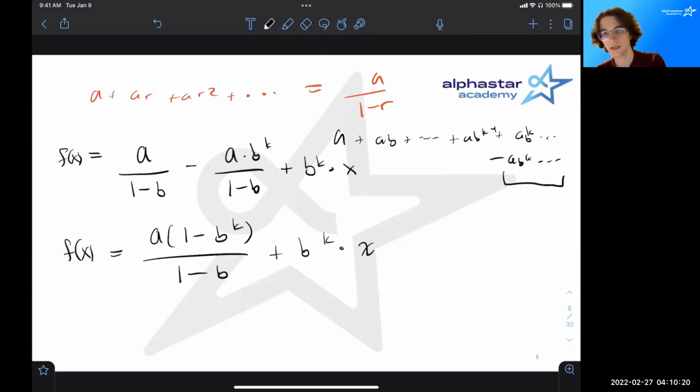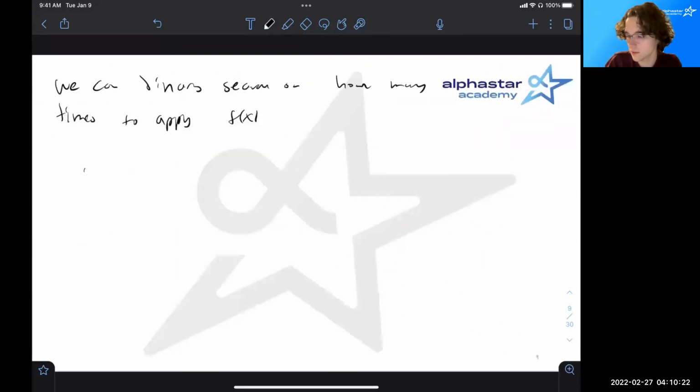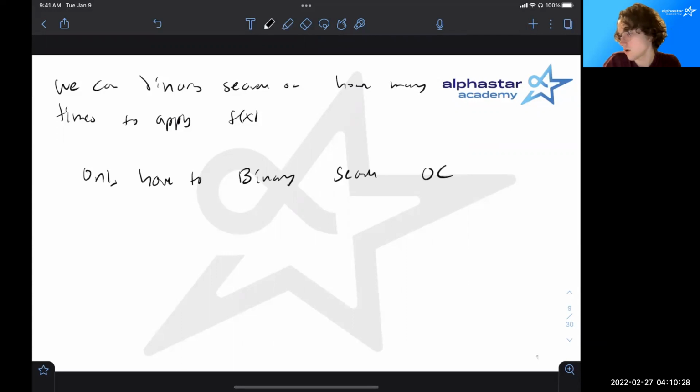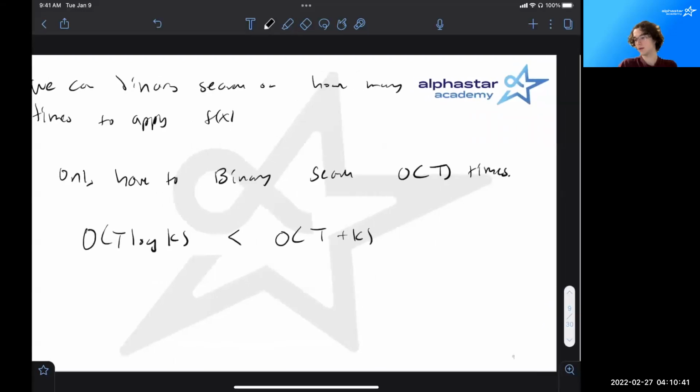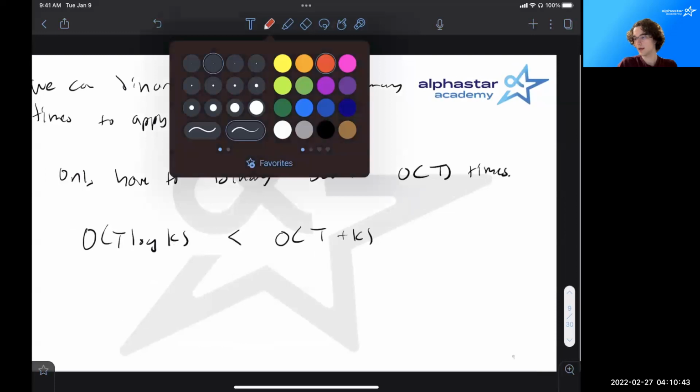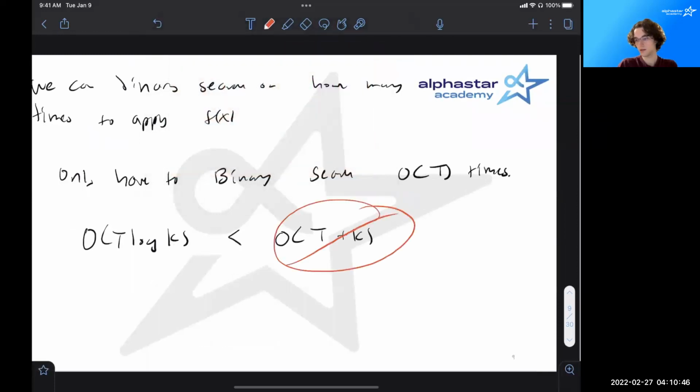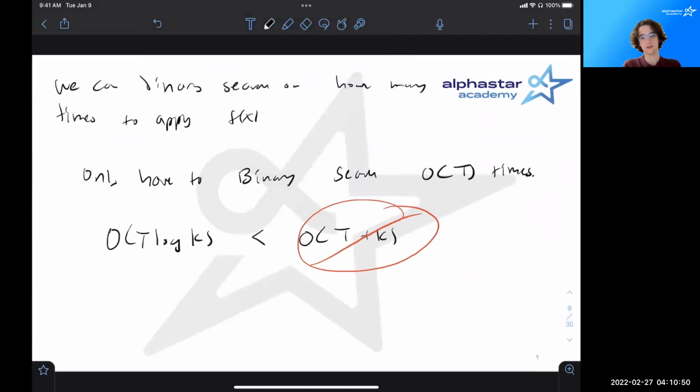And I guess we're only going to skip t times, so we only have to binary search O of t times. So this should be something like O of t log k, which is much better than O of t plus k, which did not work, right? We know that we cannot do that. But this seems like it'll work.